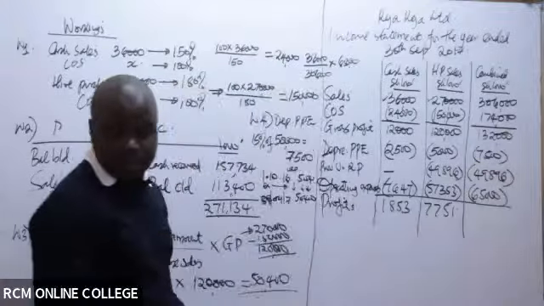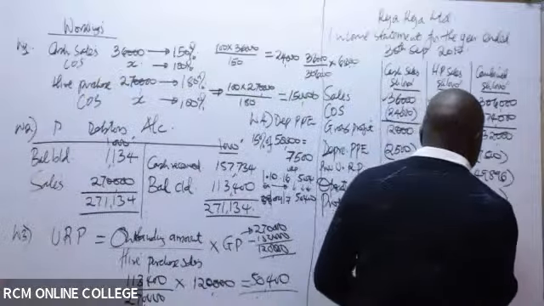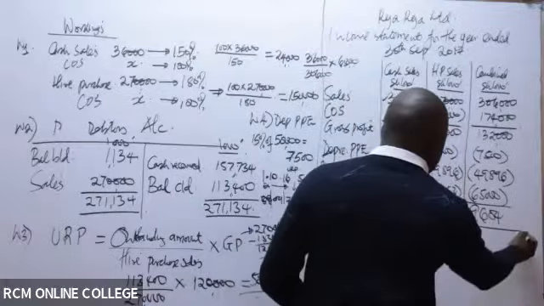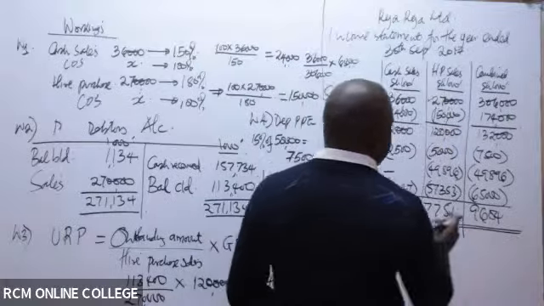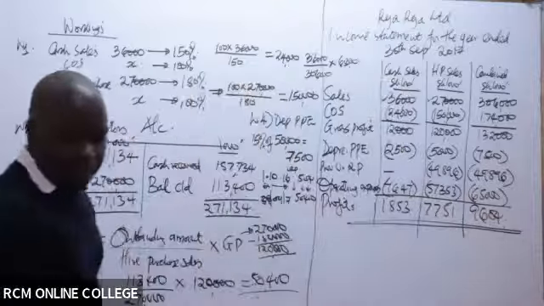The combined profit is 9604. So 9604 is the profit that was actually realized. So you can minus, or in this case, you can just add the two. So that's how we come up with the income statement.